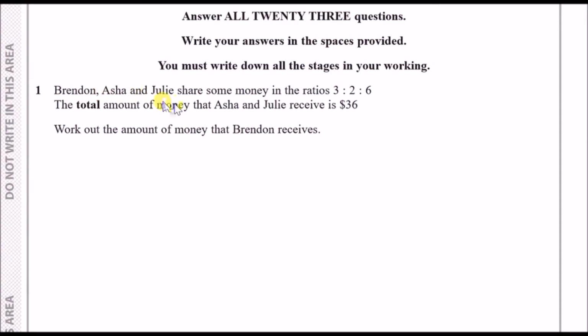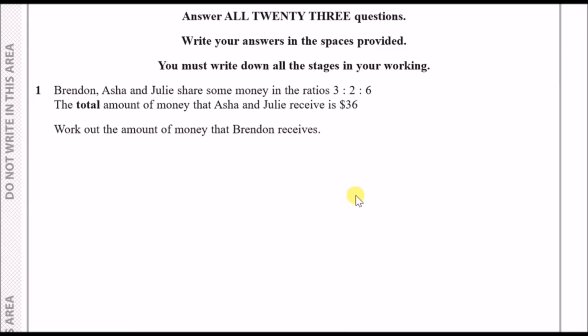Brendan, Asher, and Julie share some money in the ratios of 3 to 2 to 6. So this means that Brendan gets 3 parts of the money, Asher gets 2 parts, and Julie gets 6. Now, the total amount of money that Asher and Julie receive, that is the last 2 parts by the way, is $36. Work out the amount of money that Brendan receives.